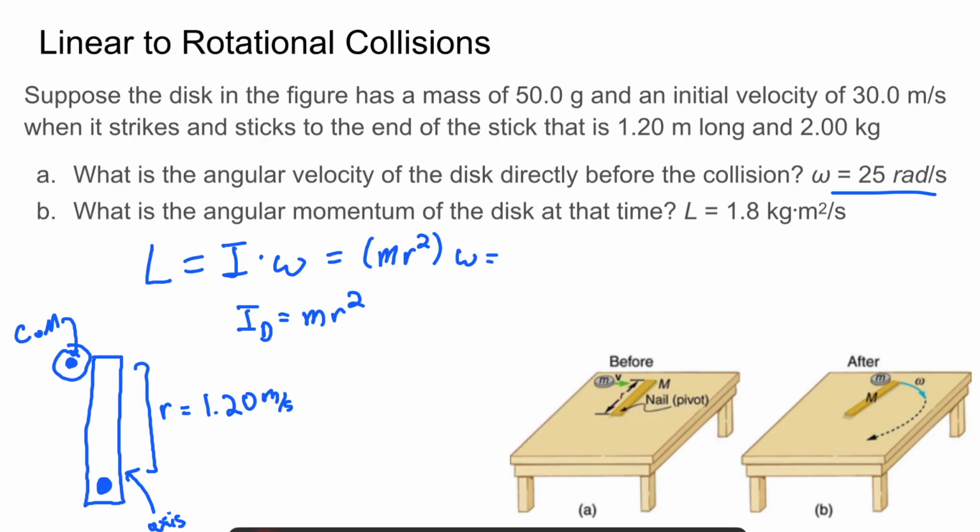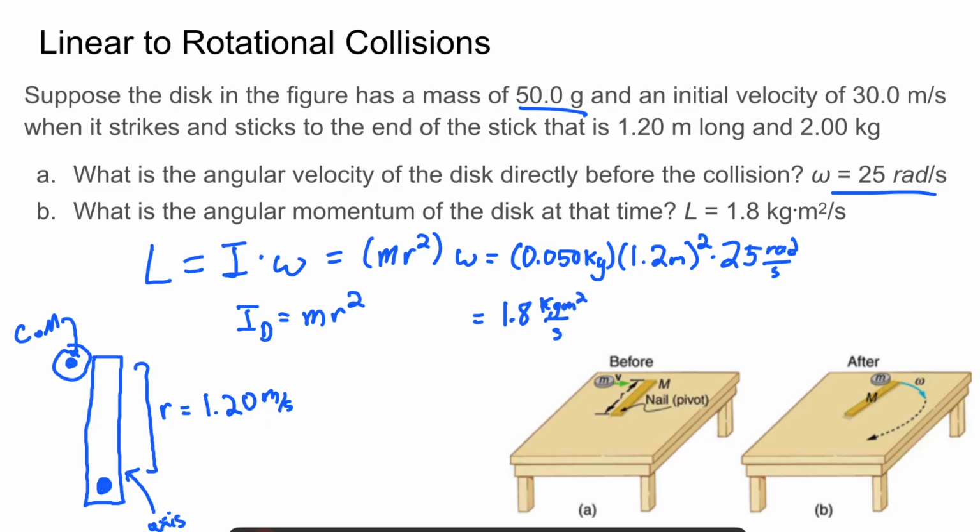And so if we take our mass, which was 50 grams, so that's 0.05 kilograms, times our radius, which is 1.2 meters away from the axis of rotation, we're going to square that. And then times our angular velocity that we already found, 25 radians per second. And we should end up with 1.8, and again, kilograms meters squared per second. Sorry, not second squared. Those are our units for angular momentum of the disk directly before the collision.